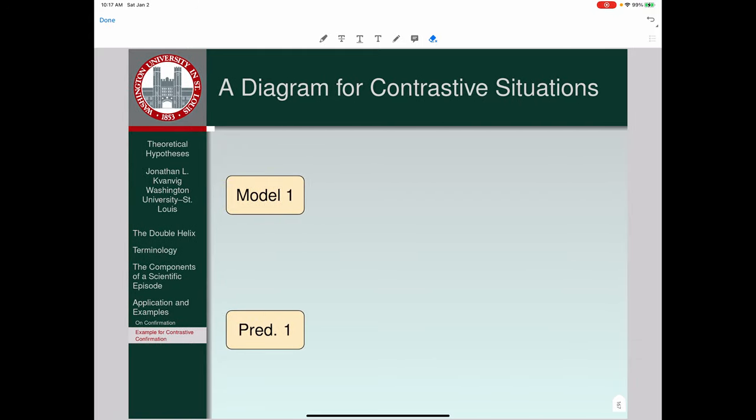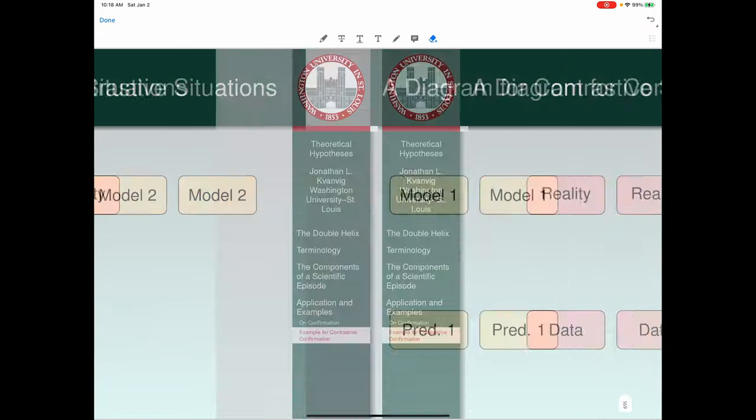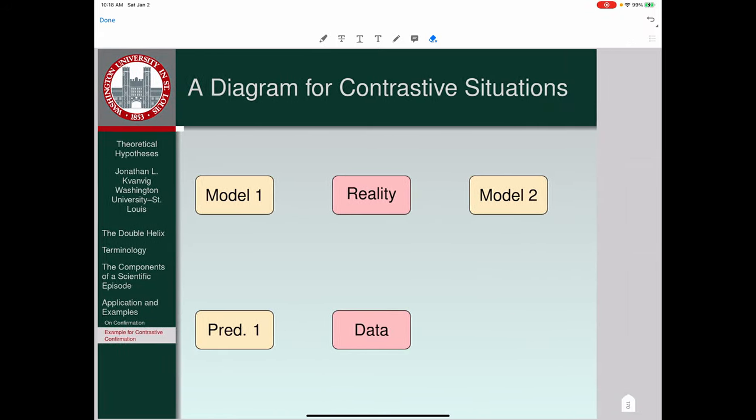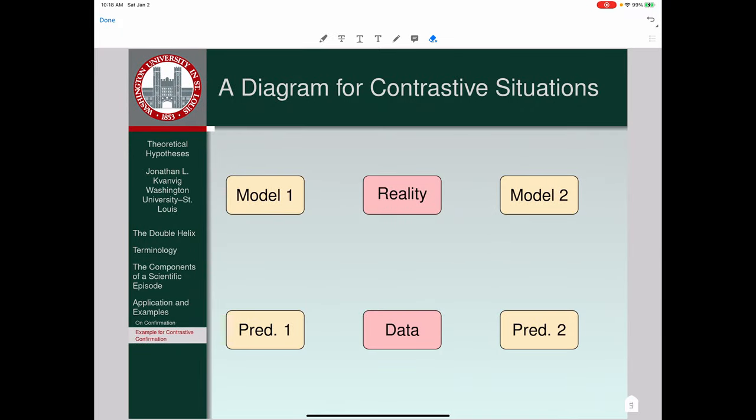And notice we're going to have some of the same elements that we had before. We're going to need models and predictions. We're going to need the real world. But we're also going to need a second model. We need both model one and model two, and we need also the predictions associated with each, together with the data generated by the experiment that we run.